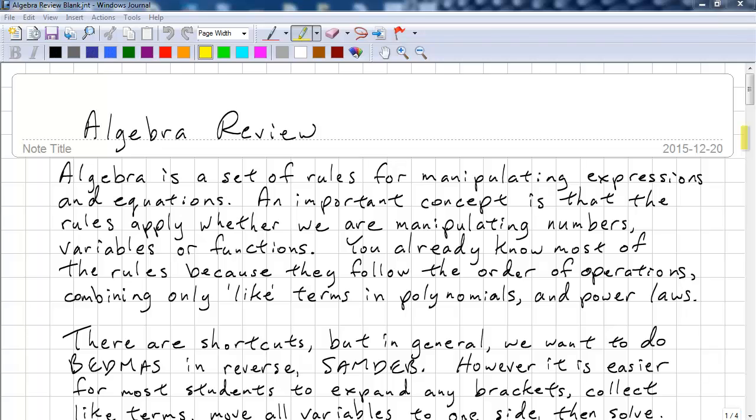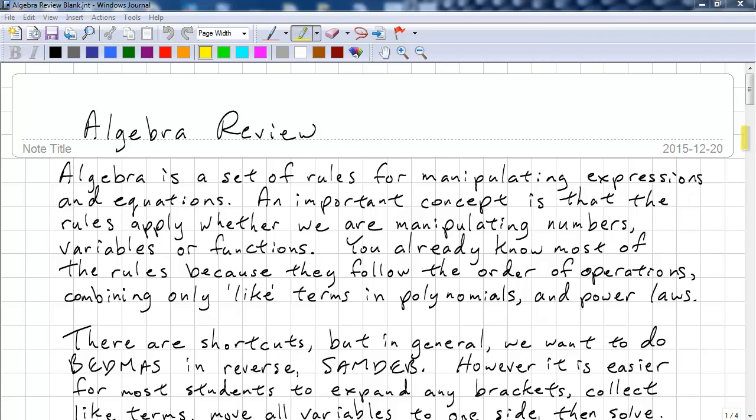Hi, this is an algebra review. Algebra is a set of rules for manipulating expressions and equations. An important concept is that the rules apply whether we are manipulating numbers, variables, or functions. You already know most of the rules because they follow the order of operations, also known as BEDMAS or PEMDAS.